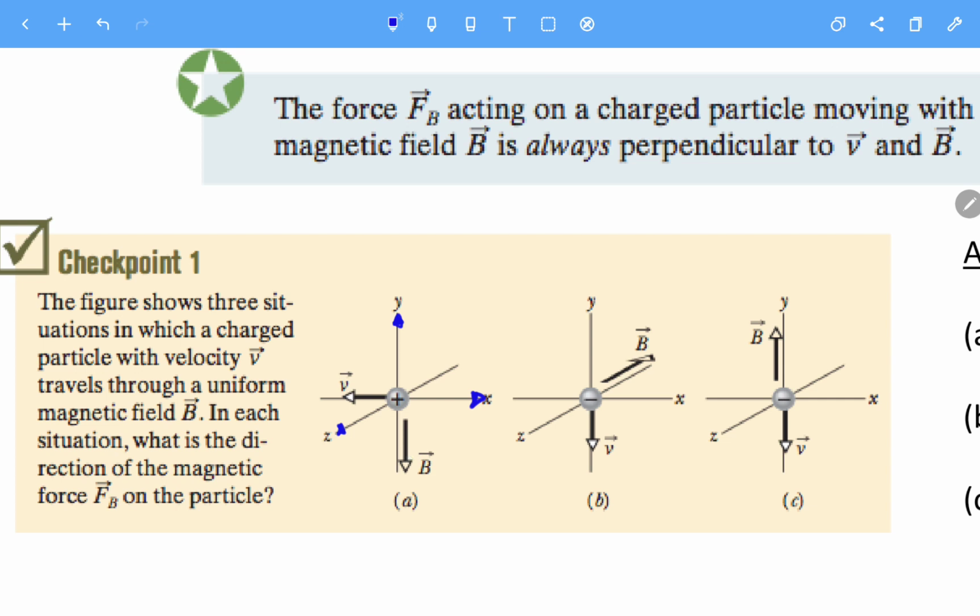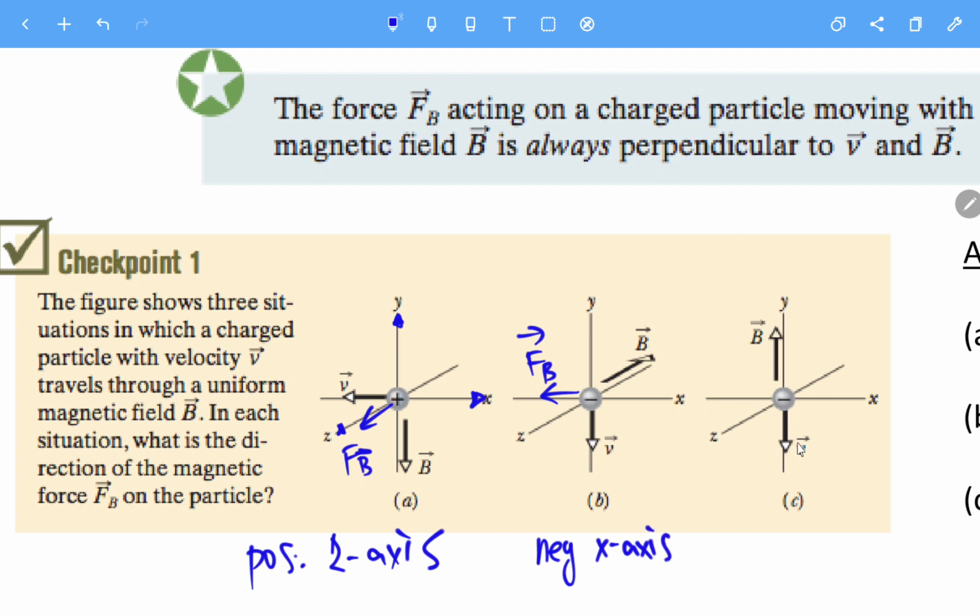So what is the direction of FB? Z direction, yeah, right. This is the positive z-axis, which means this one is FB. And for the second one, this is a negative charge. V cross B should point to the right side, and since this is a negative charge, it will point to the left side. So this is FB, or we can say it points along the negative x-axis.